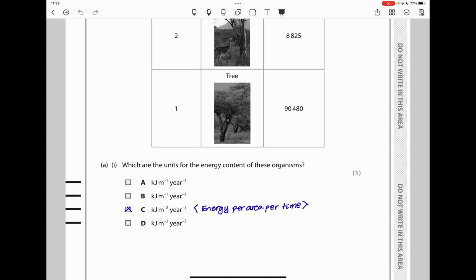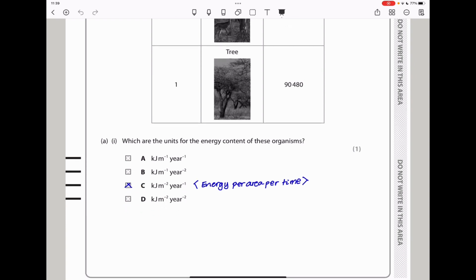So they ask, which are the units for the energy content of these organisms? Energy content here is going to be measured in amount of energy per area per time. The energy should be kilojoules, the area should be meter squared, and the time should be year. So this is kilojoules per meter squared per year, and therefore the answer is a C.